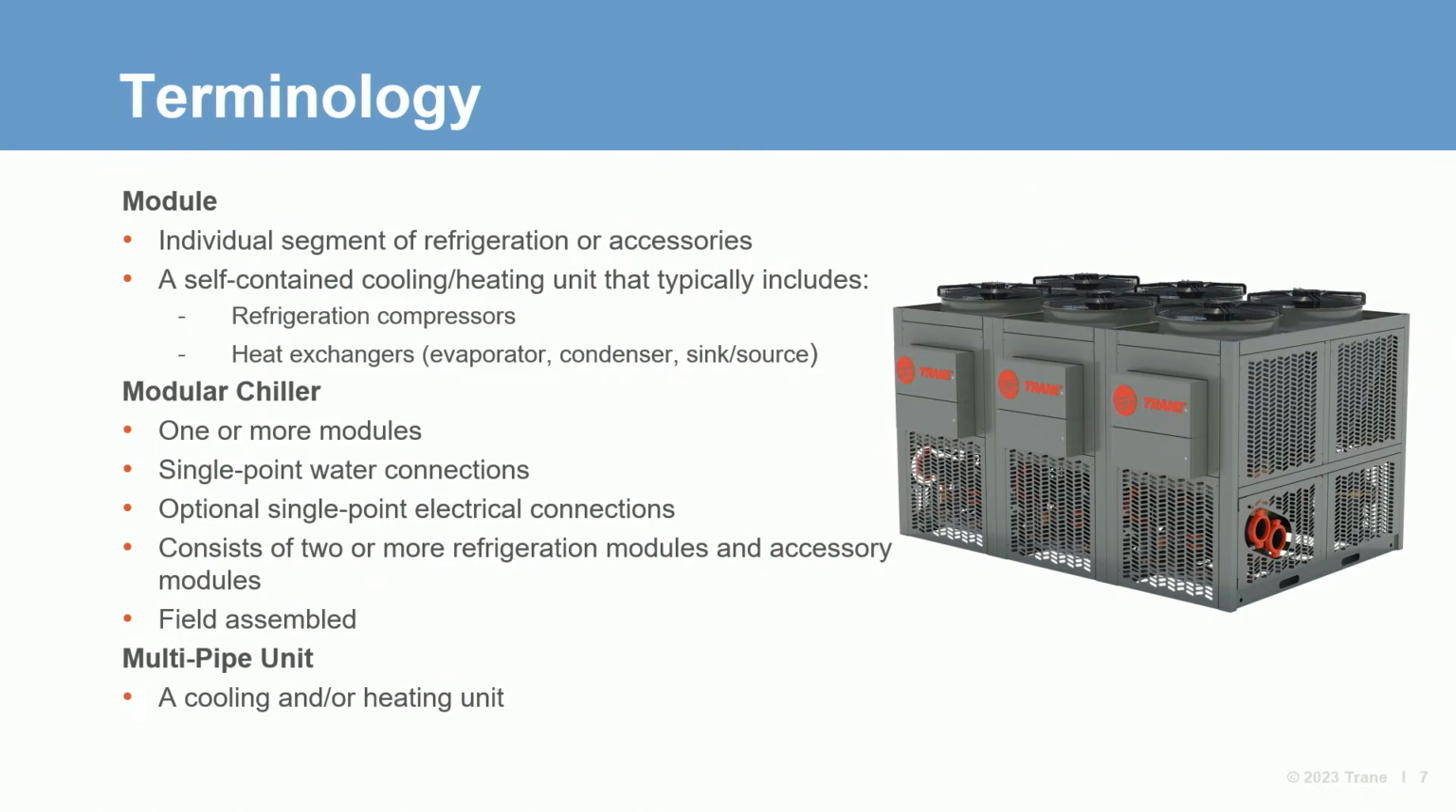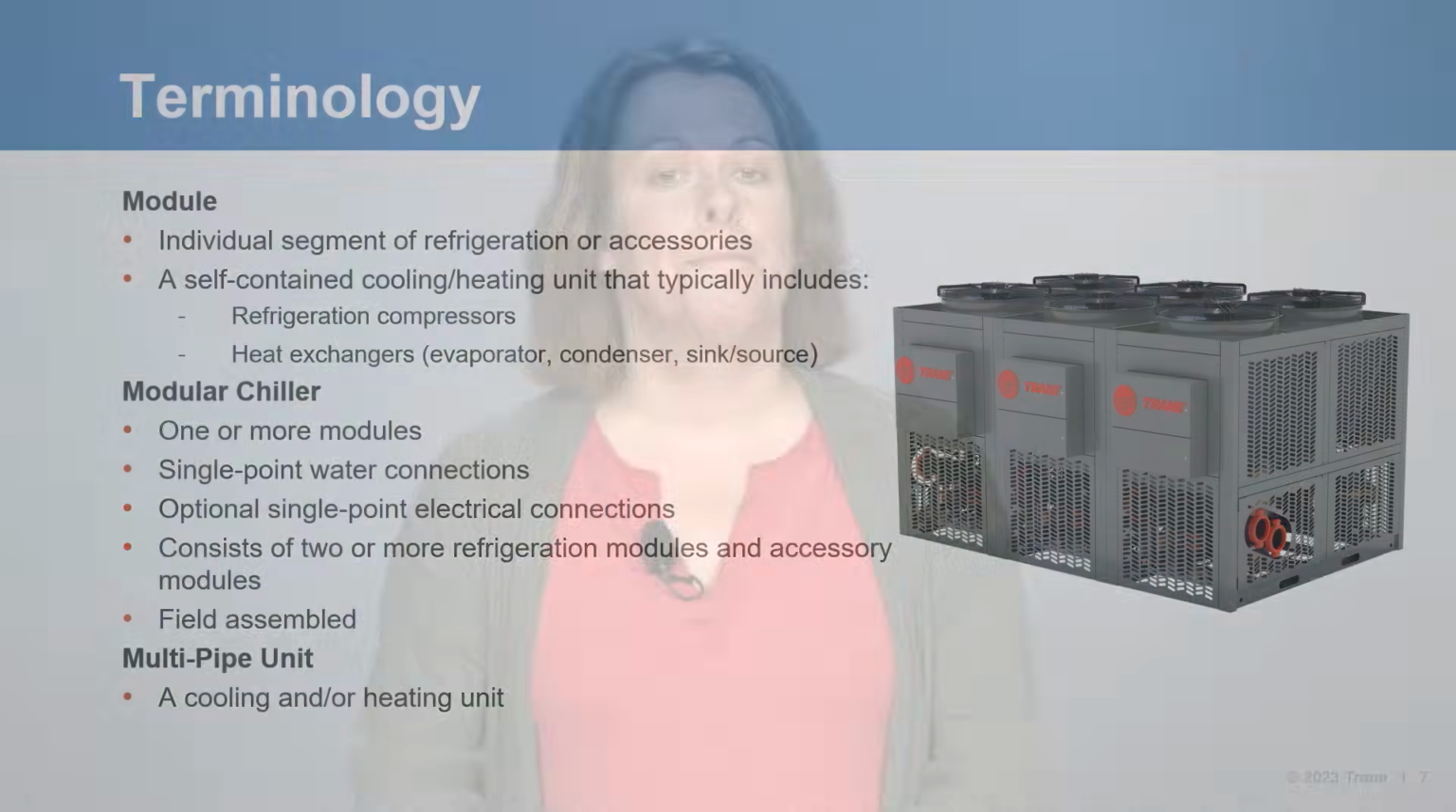when applied. Finally, a modular multi-pipe unit is a cooling and/or heating unit, typically consisting of two or more refrigeration modules and accessory modules assembled together to create a multi-pipe bank. Modular chillers are characterized by their field-assembled nature. Individual modules are shipped separately to the job site and assembled with integral interconnecting valves, piping, and controls. A single-point power connection to the chiller completes the set.